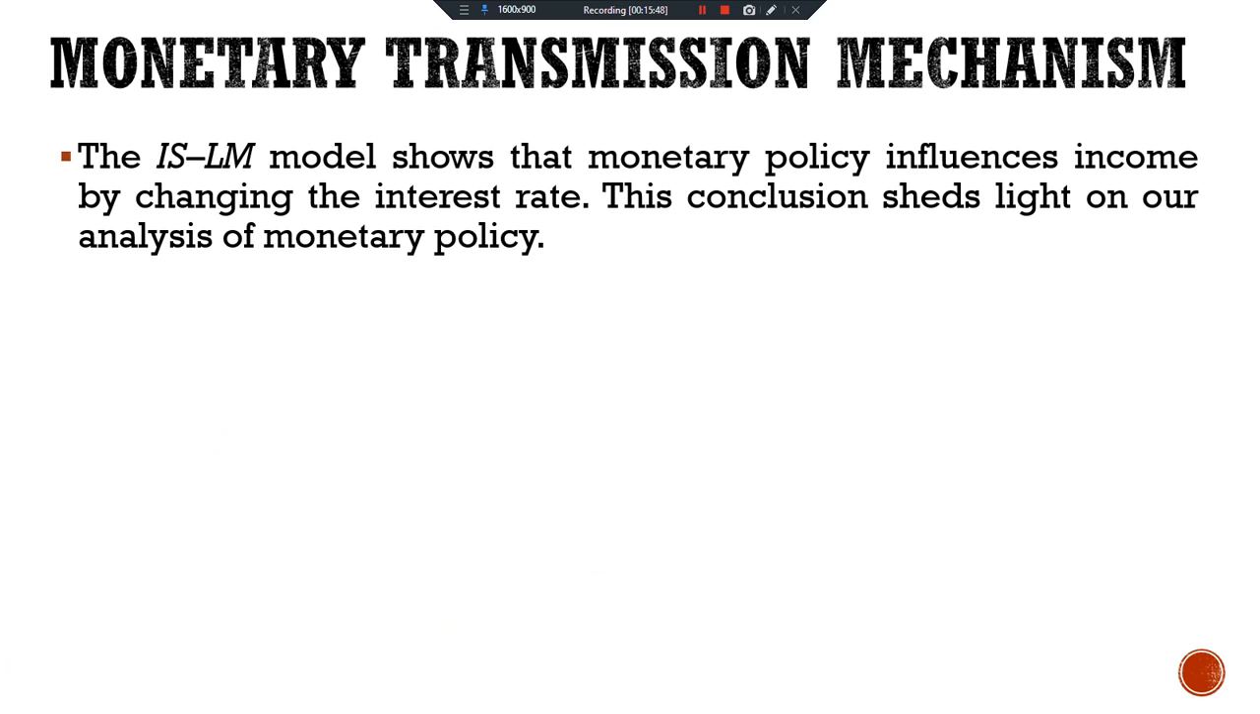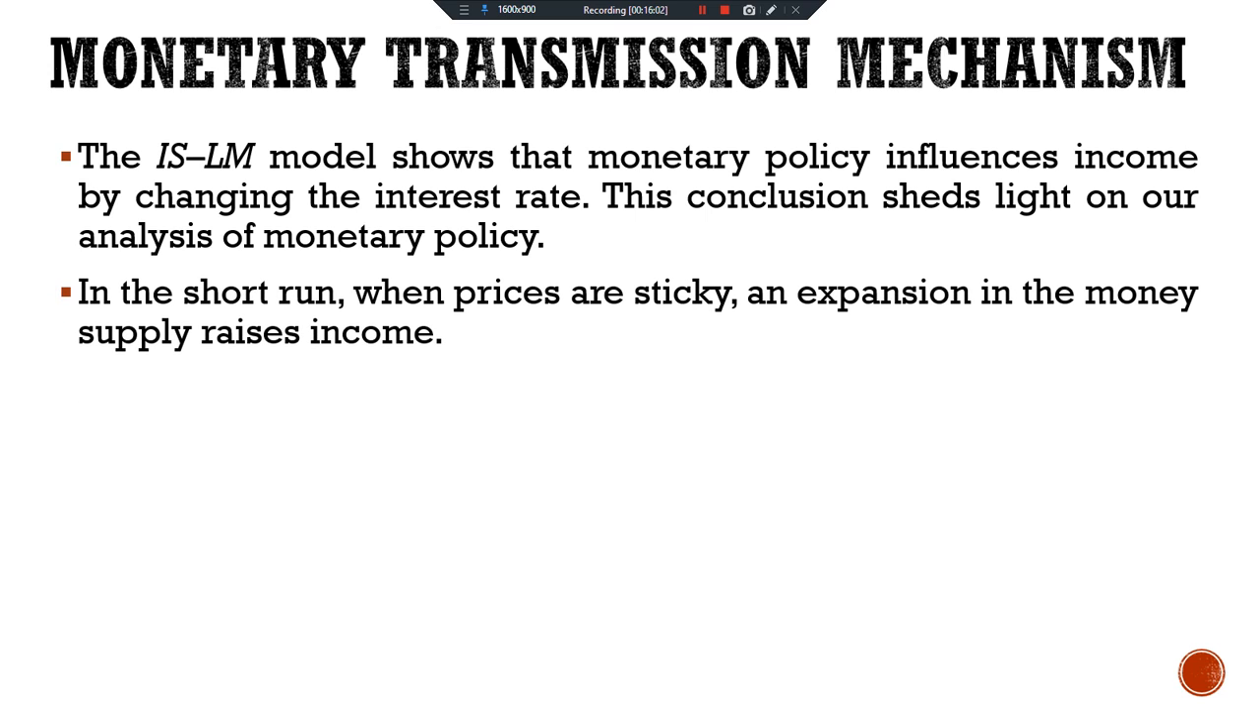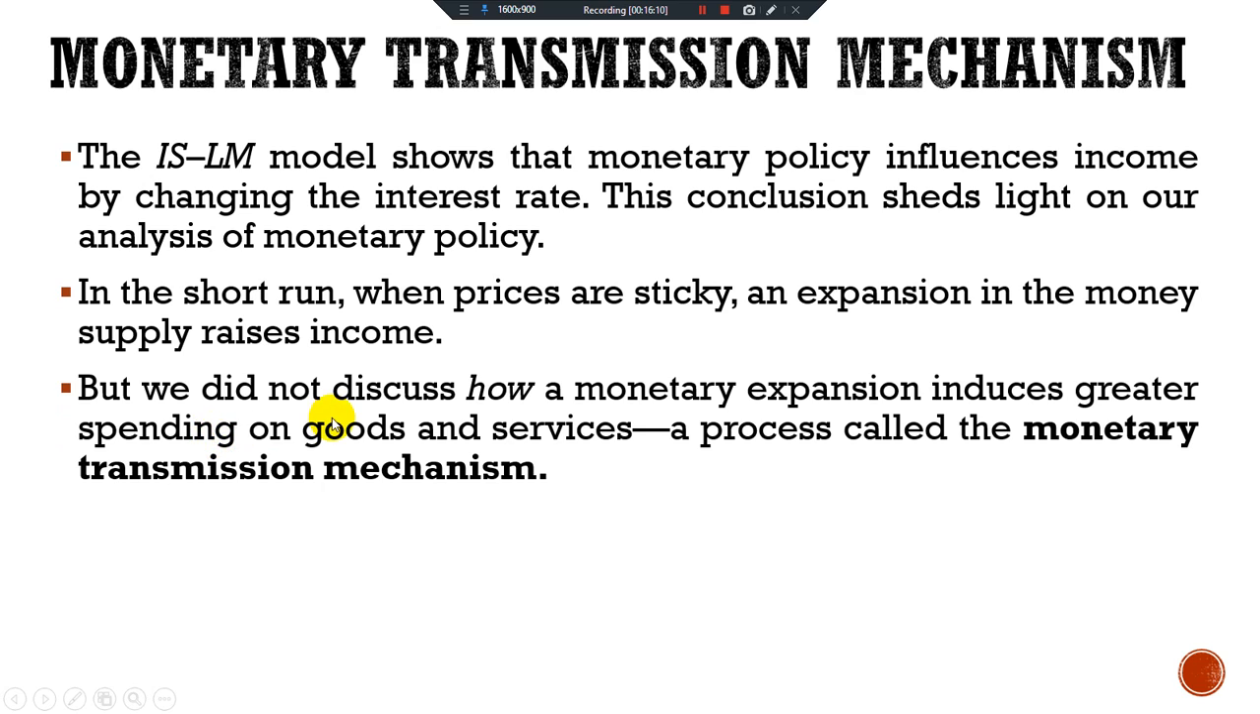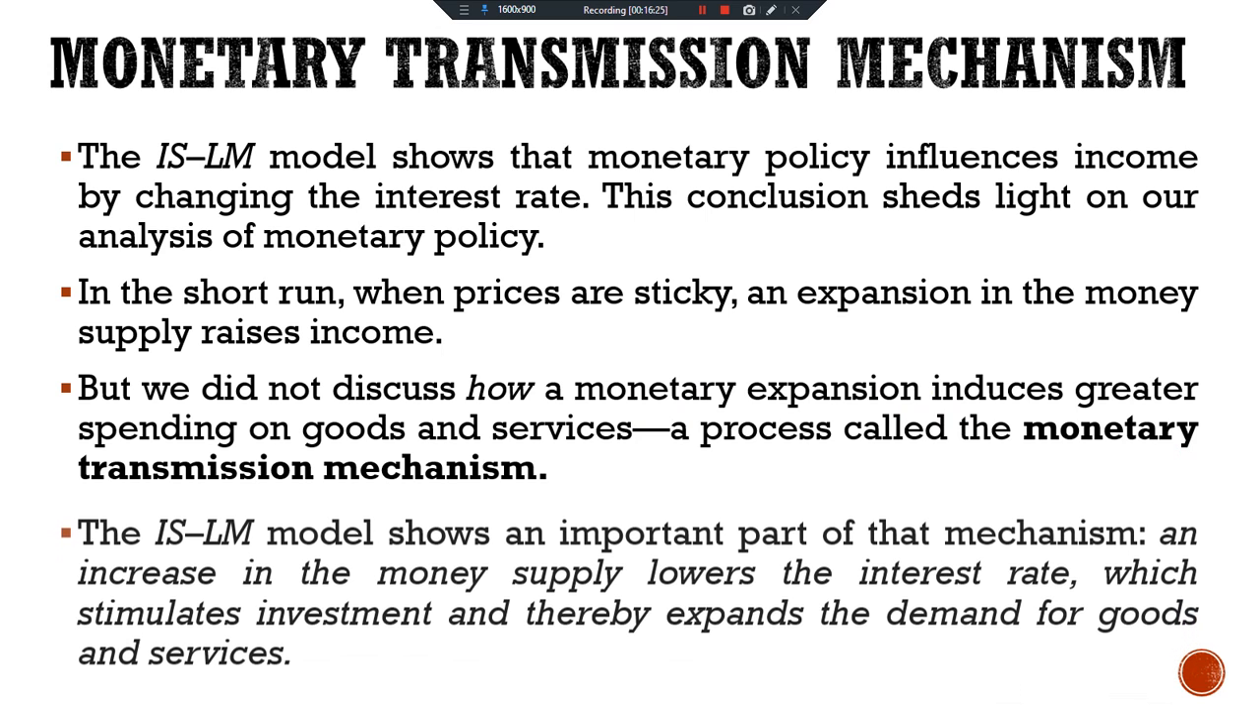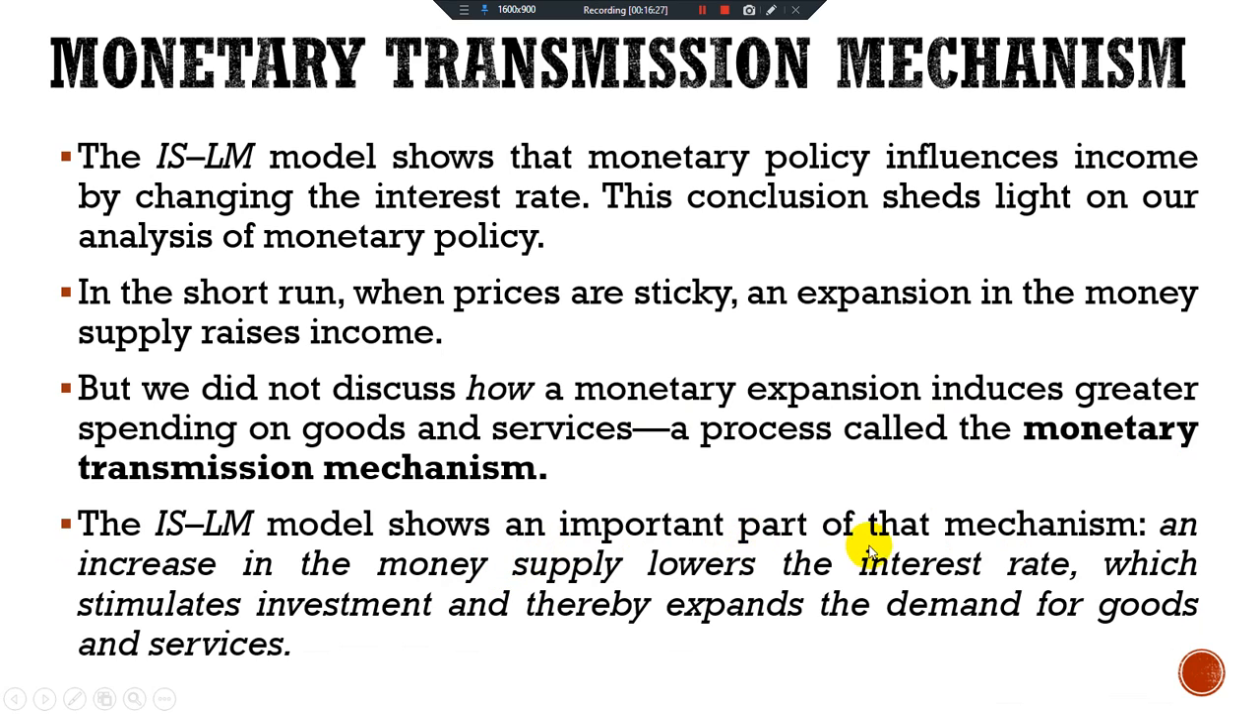The IS and LM model shows that monetary policy influences income by changing the interest rate. This conclusion sheds light on our analysis of monetary policy. In the short run, when prices are sticky, an expansion in the money supply raises income. But we did not discuss how a monetary expansion induces greater spending on goods and services, a process called the monetary transmission mechanism. The IS and LM model shows an important part of that mechanism.